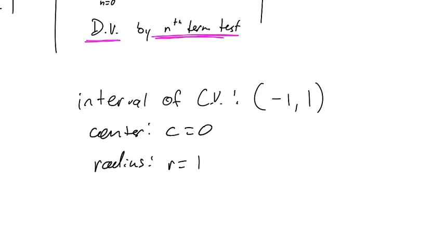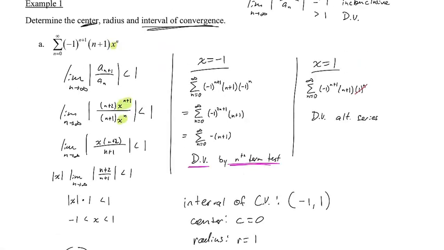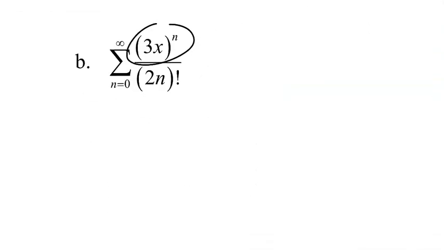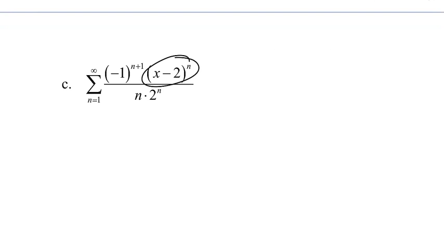The center is something that you can tell directly from the initial series. The center here is 0 because this x is just an x. The center on the next one is also just 0, because the x is just x. So now when is it not 0? Well, this one right here. This center is c equals 2 because this x minus 2 represents a horizontal shift to the right 2 units.